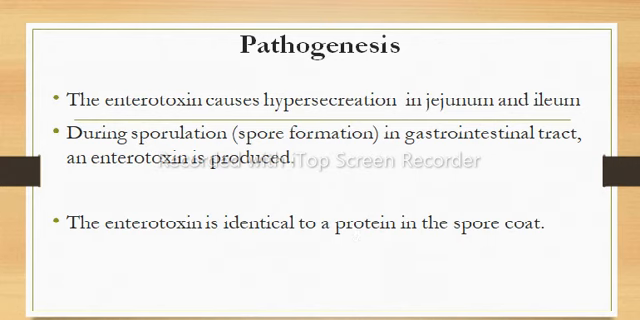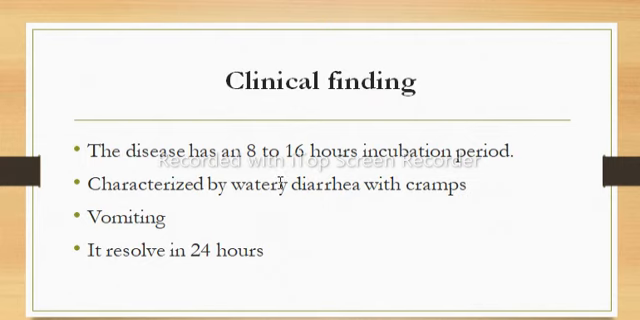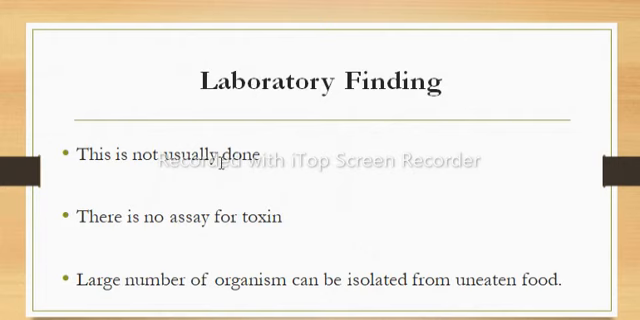Now, clinical findings. The food poisoning disease caused by Clostridium perfringens has an 8 to 16 hours incubation period and is characterized by watery diarrhea with cramps and a little vomiting, but the disease resolves in 24 hours. Laboratory testing is not usually done and there is no assay for toxin, but large numbers of organisms can be isolated from uneaten food.